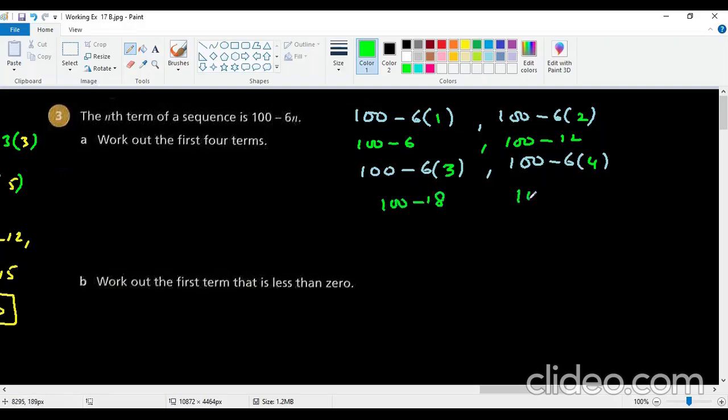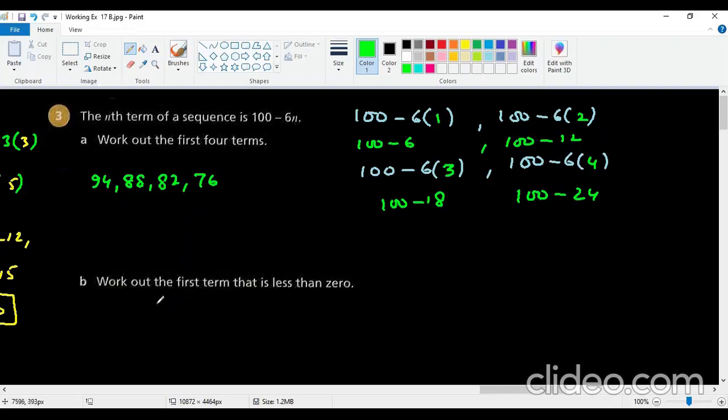So 100 minus 6 is going to give us 94 first, and then comes 88, and then 100 minus 18 is going to give you 82, and then it's going to be 76. Work out the first term that is less than 0.